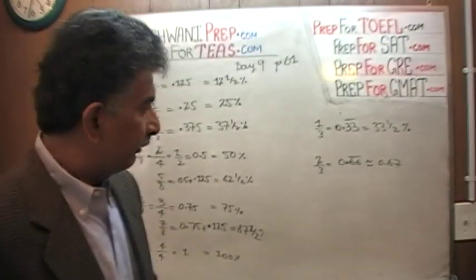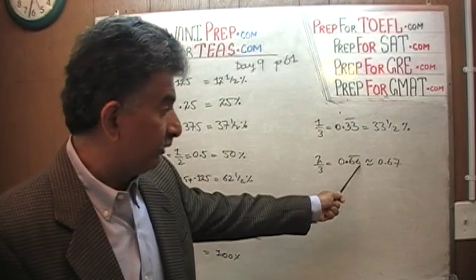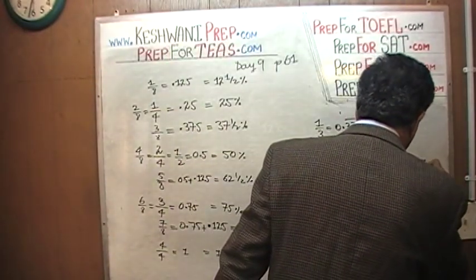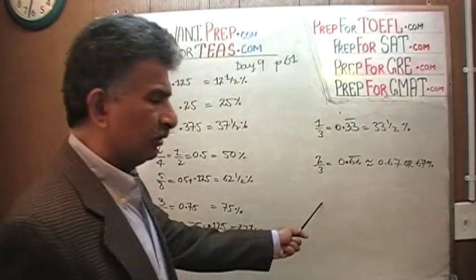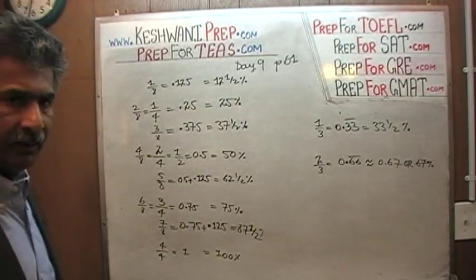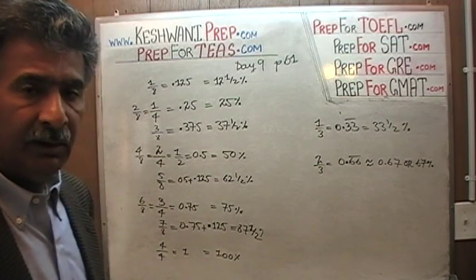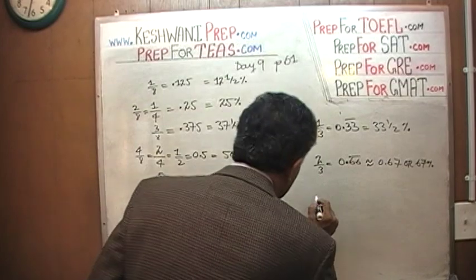It's 0.67 because this digit is more than 5, so we round it up to 0.67 or 67%. And we're not going to do the 3/3. 3/3 is just 100%. The very last thing I want to do is to quickly bring to your attention 1/6. It's a good thing to know.